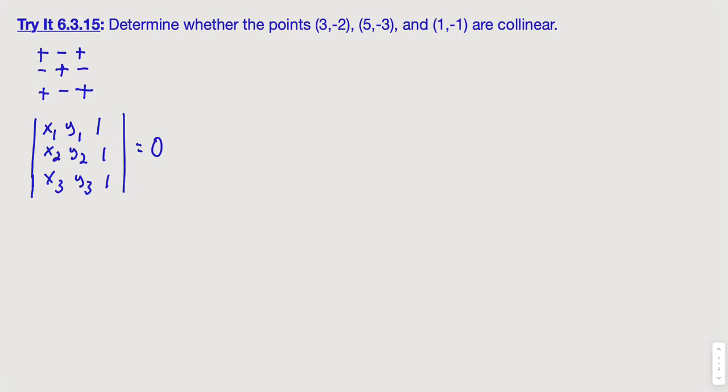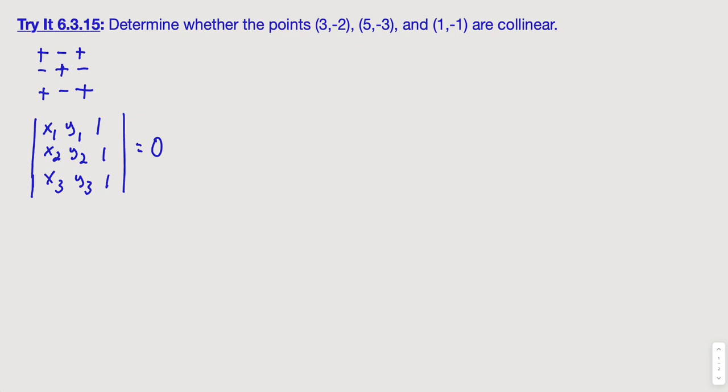In this exercise, we are asked to determine whether the points (3, -2), (5, -3), and (1, -1) are collinear. So let's see. I went ahead and wrote out that we use determinants to determine if these points are collinear in this problem. And in order to expand according to any specific values, we have to remember this plus-minus configuration: plus minus plus, minus plus minus, and plus minus plus for the last row as well.